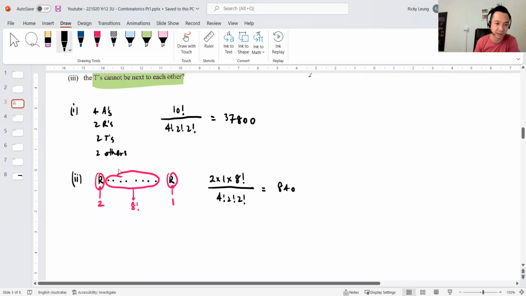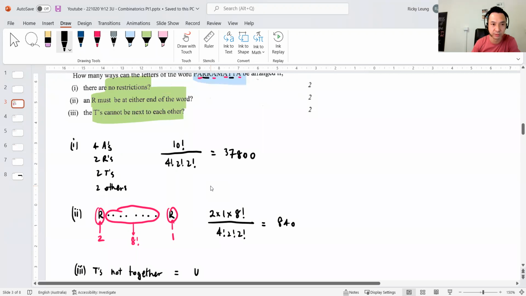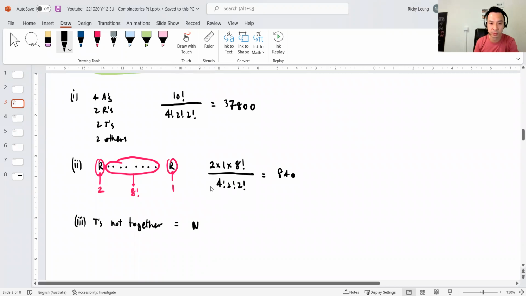T's cannot be next to each other now. To do this one, it's a simple case of considering the complementary event and removing it from the total, right? So we basically say T's not together should be equal to total, which is in this case, what do they call it? Unrestricted? No restrictions, right? Let's call that. So no restrictions less T's together, all right? Pretty straightforward. So I've already done that bit. That's 37800.